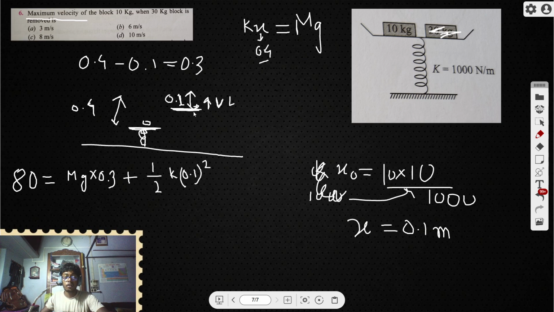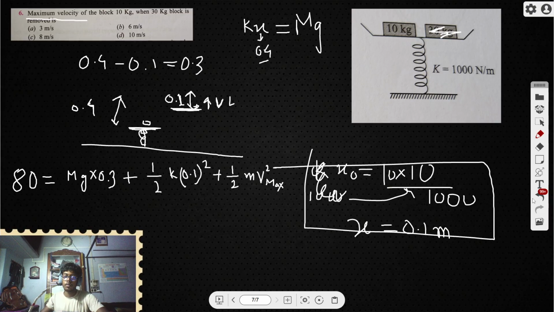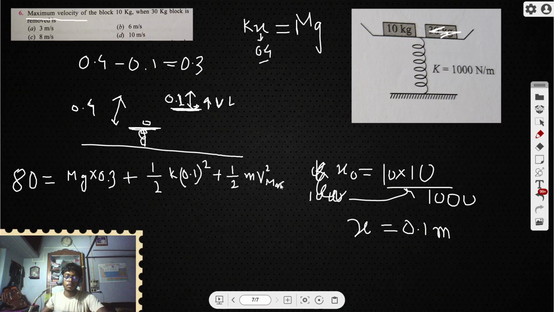And when it is here, it is not ending its motion. After that it goes to some height, which means it has some velocity, and we have to calculate the velocity at this point. At this point we have the spring energy, the potential energy, and also some kinetic energy, half m v square. We are calculating the mechanical energy at this point when the block is going up, and the velocity is maximum. So this velocity is the Vmax that we have to find. I hope you can understand what I'm saying.